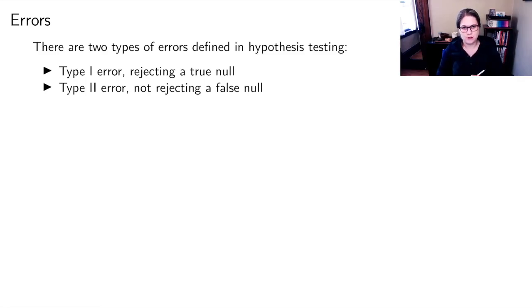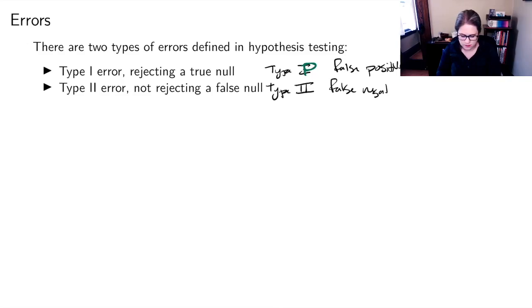And so one mnemonic device that I have heard is that if you look at type 1, that 1 kind of looks like a P. So this is a false positive. And I'll try and draw that P on here. There's the P on top of the 1. And then the other one, the type 2, that's a false negative. And that's because the 2 kind of looks like an N. Again, I'm going to try and draw it on here for you. So it kind of looks like an N.